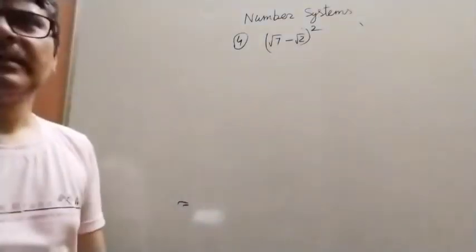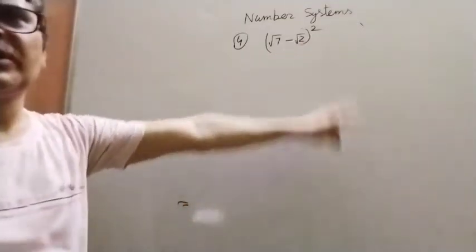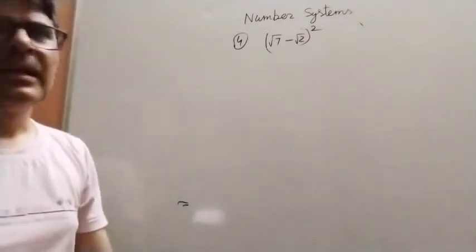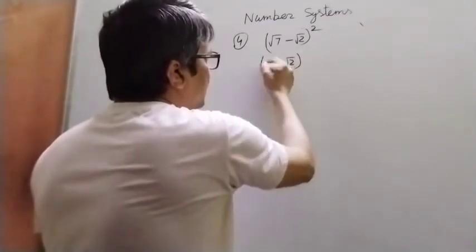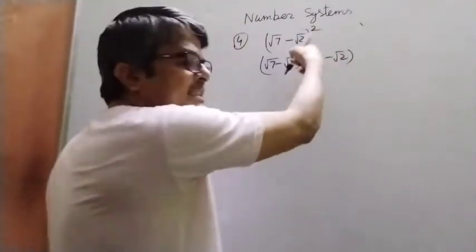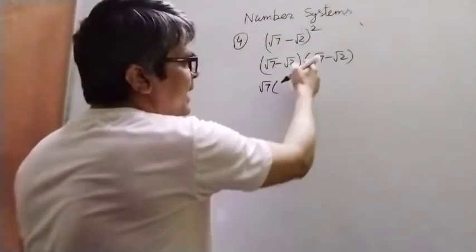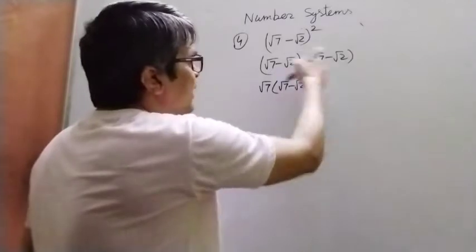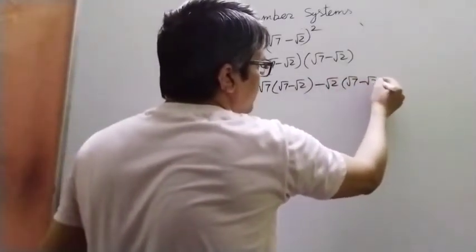This question is identity based. A minus B whole square is equal to A square plus B square minus 2AB. And you can also find it by multiplying. Square means you have to multiply the same number twice. Okay? Under root 7 multiplied in under root 7, into minus under root 2, and minus under root 2 multiplied in root 7 minus root 2.